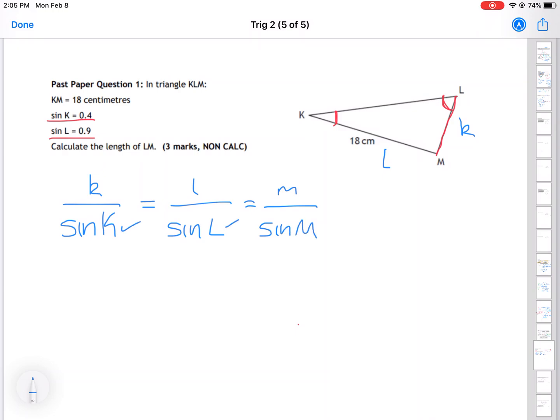I'm told what sine K and sine L are. I know what L is, I'm looking to find K, so I'm not going to use M. K, I don't know, but I do know sine K can be replaced by 0.4. Now it's not sine of 0.4. If you have a non-calculator paper, if you find this in paper 1, don't start putting sine of 0.4. You can't possibly work that out without a calculator. So put the number in. It won't ask you to calculate some weird and wonderful creation. Make it 0.4, put that in there. L is 18, and in place of sine L, I put 0.9.